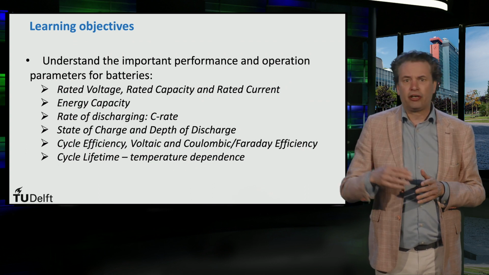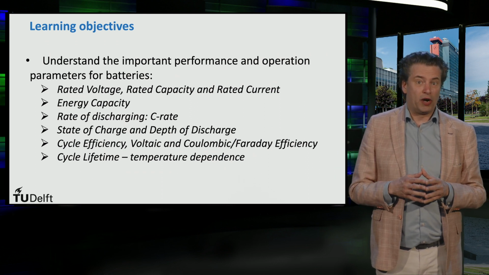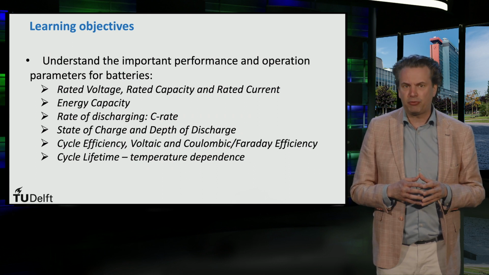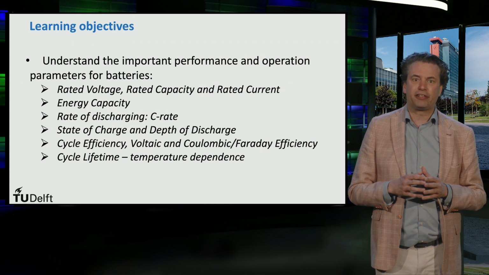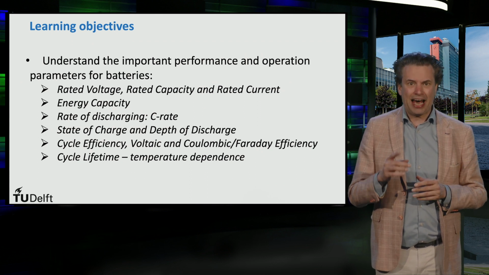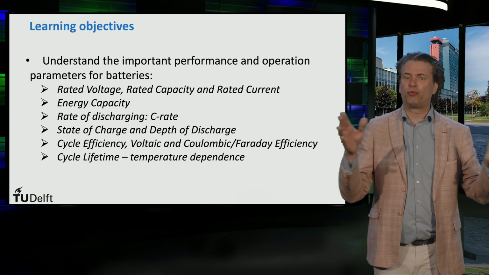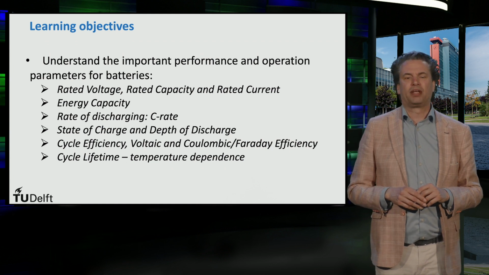Rated voltage, rated capacity and rated current, energy capacity, rate of discharge like C rates, state of charge and depth of discharge, cycle efficiency, voltaic and coulombic Faraday efficiency, cycle lifetime and its temperature dependence. These parameters are important to be considered when choosing a particular type of battery for a PV system.